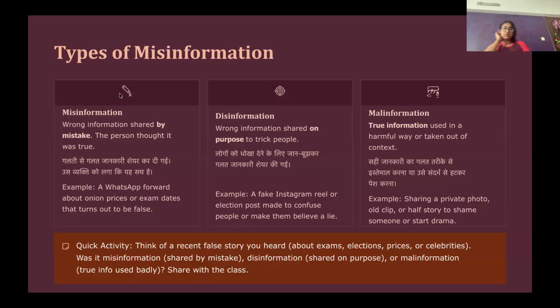So there are many types of misinformation. There is misinformation, disinformation, and malinformation, which all have different meanings. Misinformation is essentially wrong information that's shared accidentally or by mistake. The person who sent it thought it was true, but it appeared not to be.